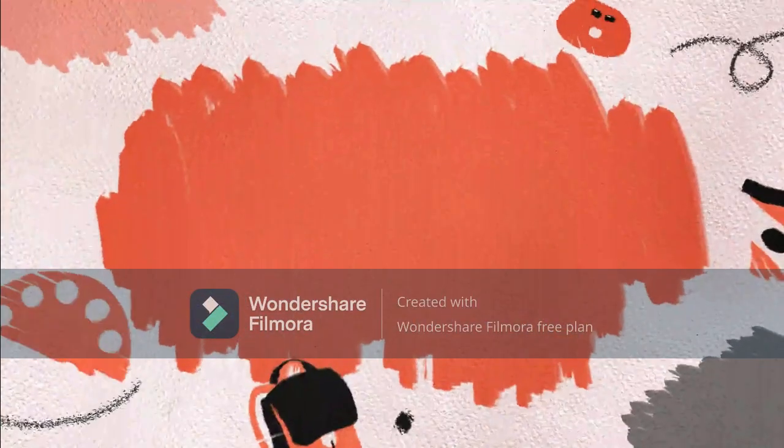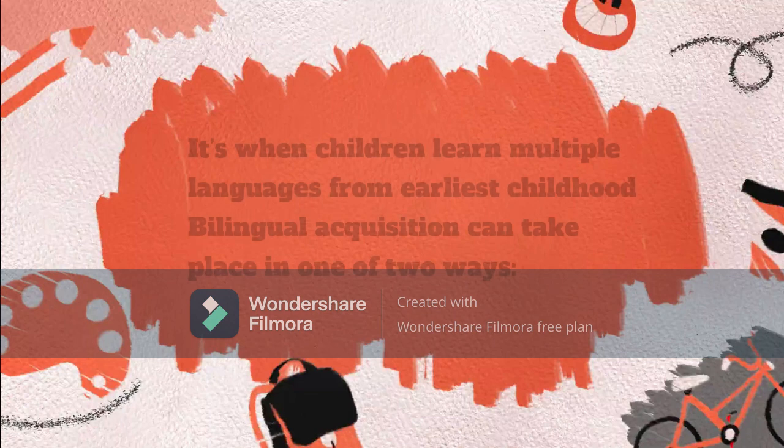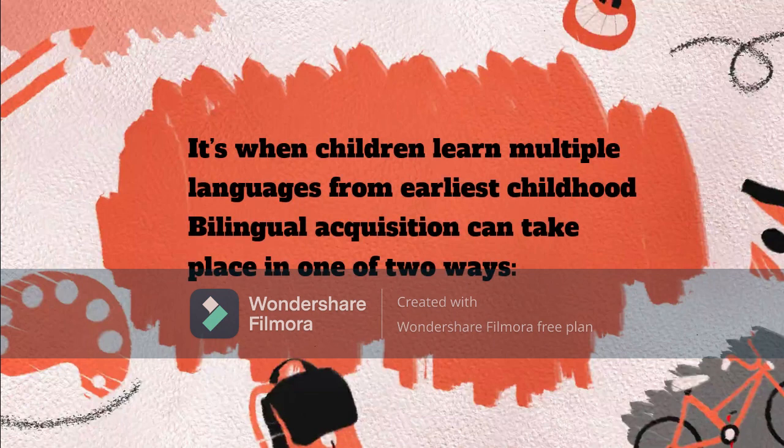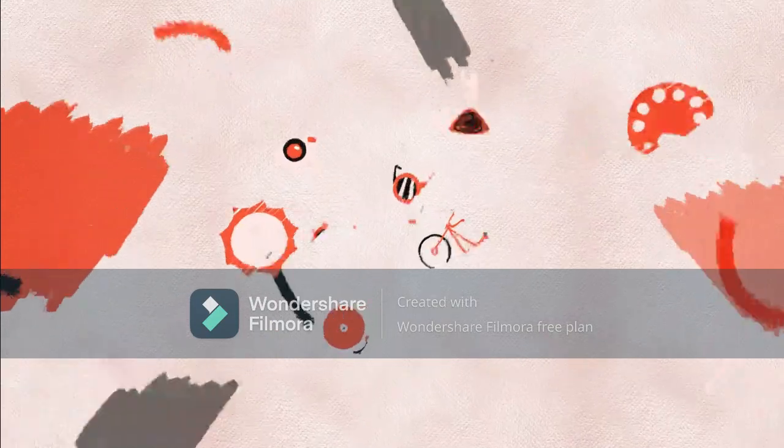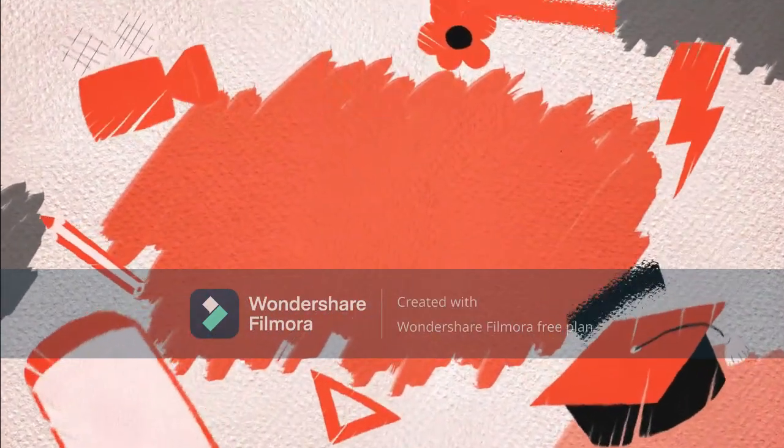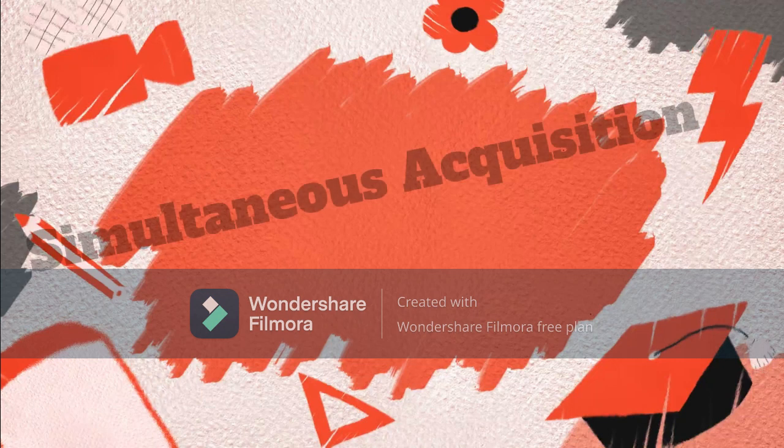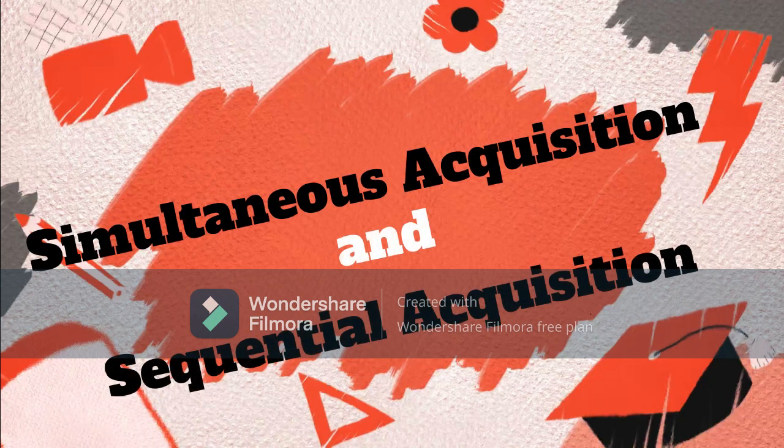Childhood bilingualism is when children learn multiple languages from earliest childhood. Bilingual acquisition can take place in one of two ways: simultaneous acquisition and sequential acquisition. Simultaneous acquisition is when a child is raised bilingual from birth. Sequential acquisition is when a second language is introduced after the age of 3, when the first language is already well established.